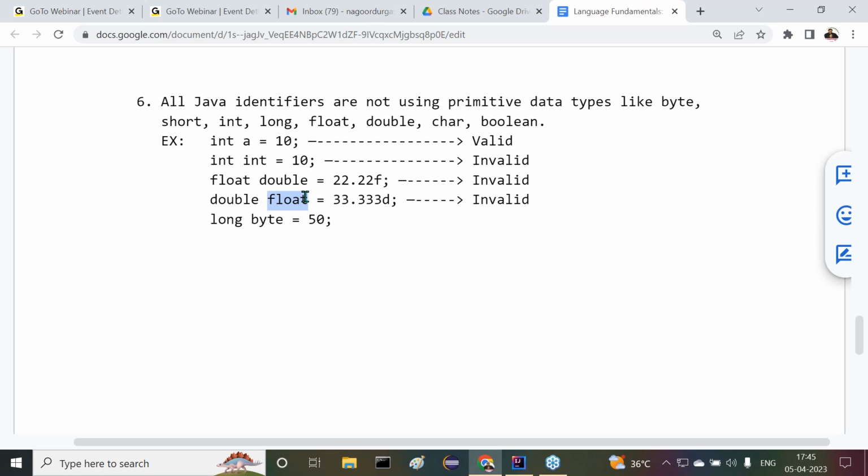This data type here we have used it there. Yes, sir. Got it or not? Next one. Long byte is equal to 50. Byte is one of the primitive data types here. Long data type we have used.